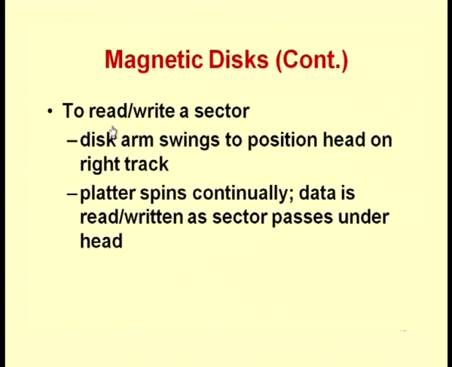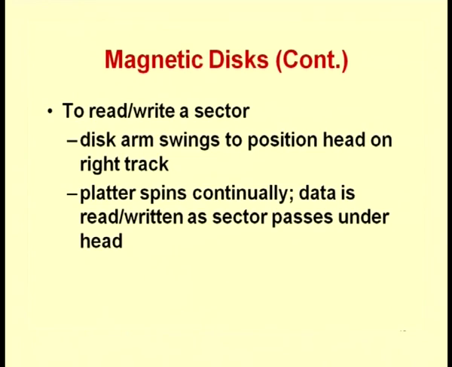Then if you want to read or write a sector, the disk arm swings to position the head on the right track, so first is the head movement. You have to position the head on the correct track, and once you reach this track, the spindle has to spin, so that the data is written onto the correct sector. So, the read write head movement and the spindle movement to find the correct sector are important time parameters when you look at reading or writing a sector.